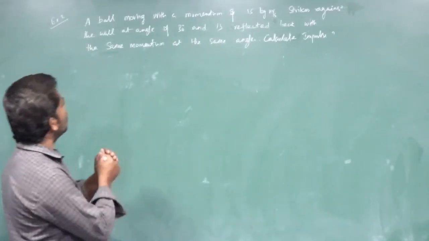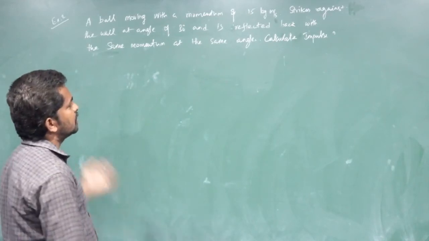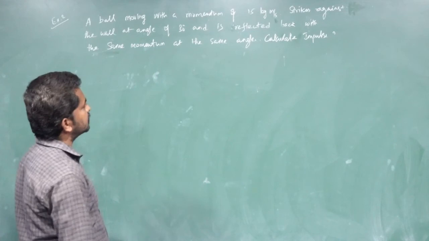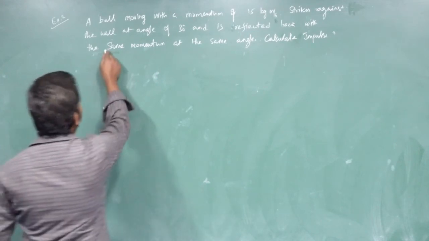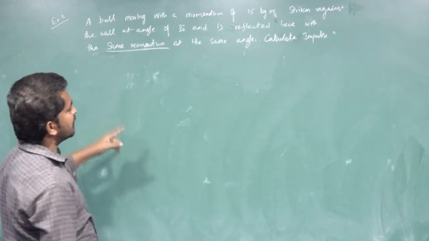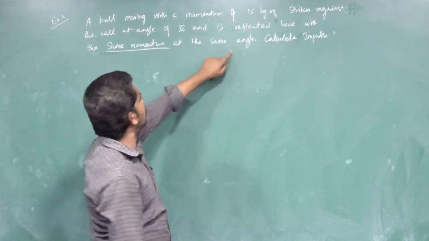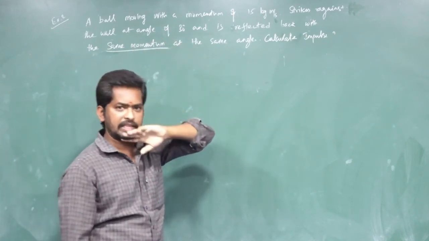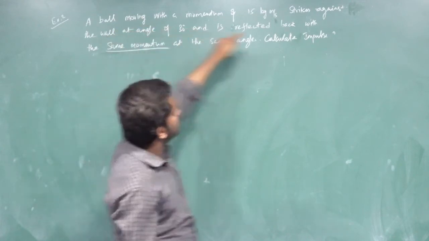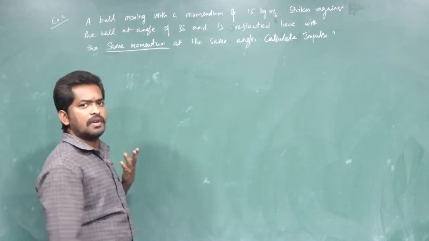Next one: a ball moving with a momentum of 15 kilogram meter per second strikes against the wall at an angle of 30 degree and is reflected back with the same momentum. Initial momentum and final momentum are the same, at the same angle also. Angle same, momentum same. The ball strikes the wall at an angle of 30 degree, and the reflection is also 30 degree.